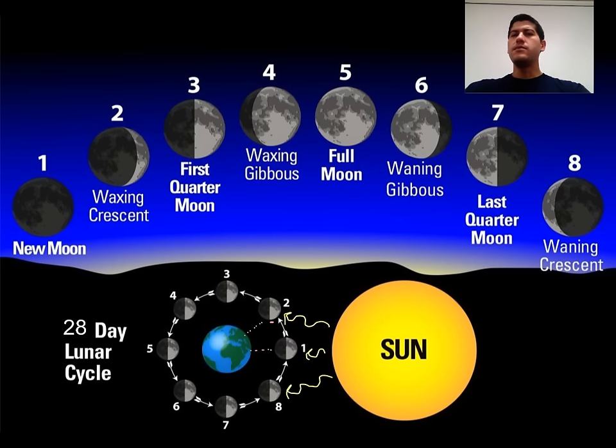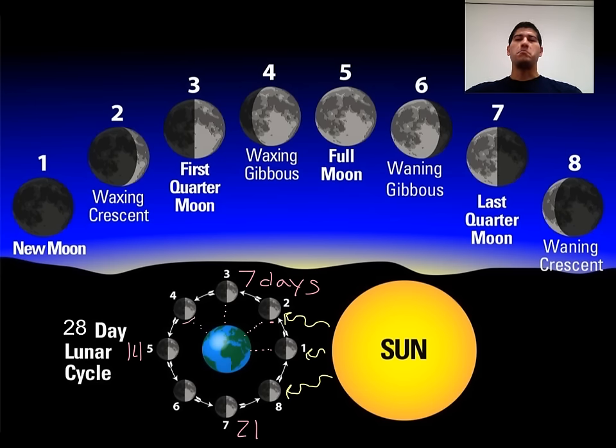Since the entire lunar cycle takes about 28 days, position 3 represents day 7 of the lunar cycle, 1/4 of the total revolution of the moon around the Earth. Half of the moon is still illuminated, and our perspective makes the moon look like this. This is called a first quarter moon because the moon has completed the first quarter of its orbit around the Earth.